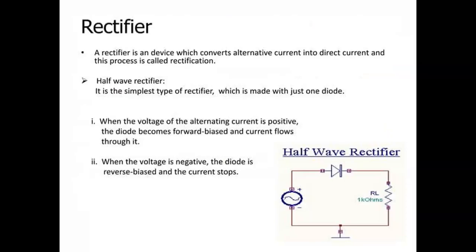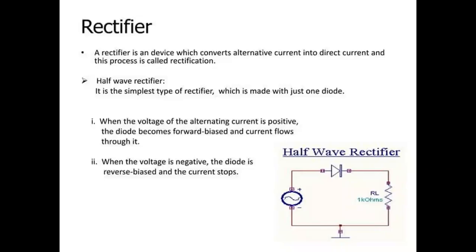Half wave rectifier means only one diode is used. When the voltage of the alternating current is positive, the diode becomes forward biased and current flows through it. When the voltage is negative, the diode is reverse biased and the current stops. Positive voltage means the positive half cycle is produced. Negative voltage means the current is automatically stopped. This is the half wave rectifier process.